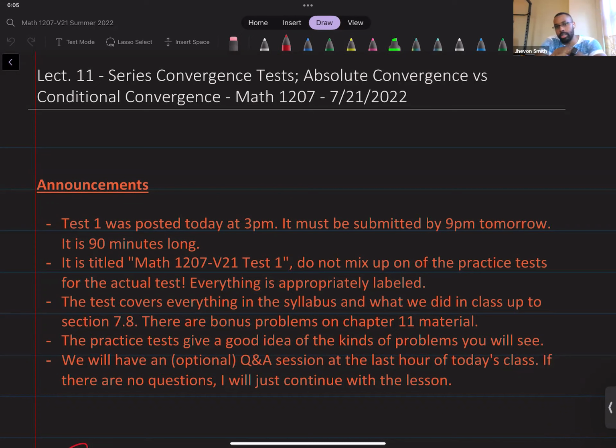the test is up until 7.8, which is numerical integration or something like that. It's either numerical or improper integrals, but it ends with integration. And there are bonus sections on chapter 11. So I might ask you some sequence questions, some series questions, that sort of thing. So things like we've talked about before. So the practice exams are up. You have 5 of them up. So that'll give you a good idea of the kinds of things you will be asked.